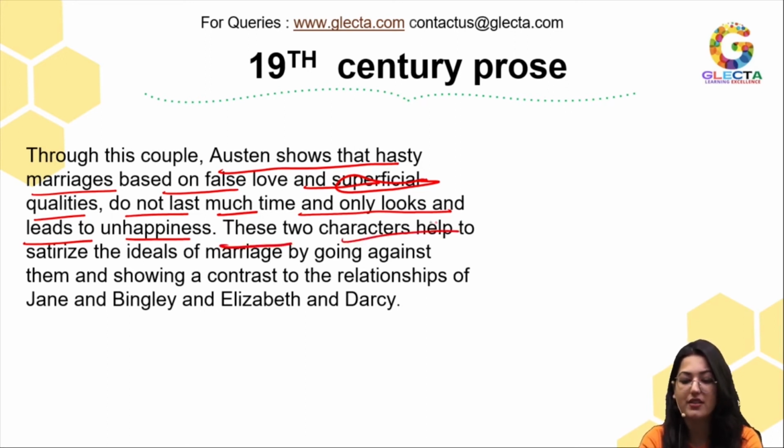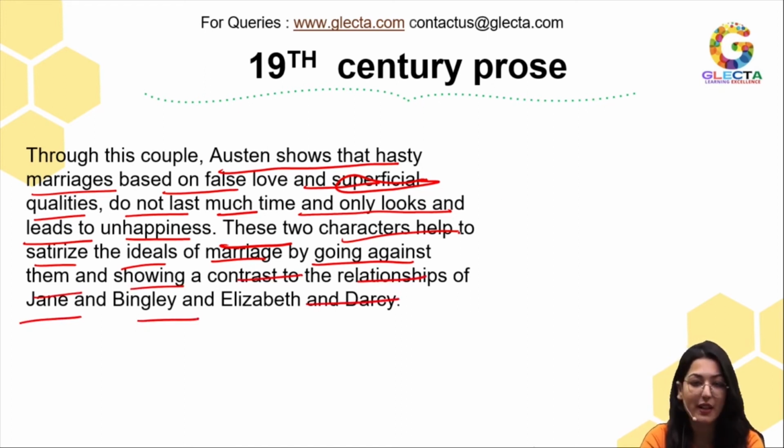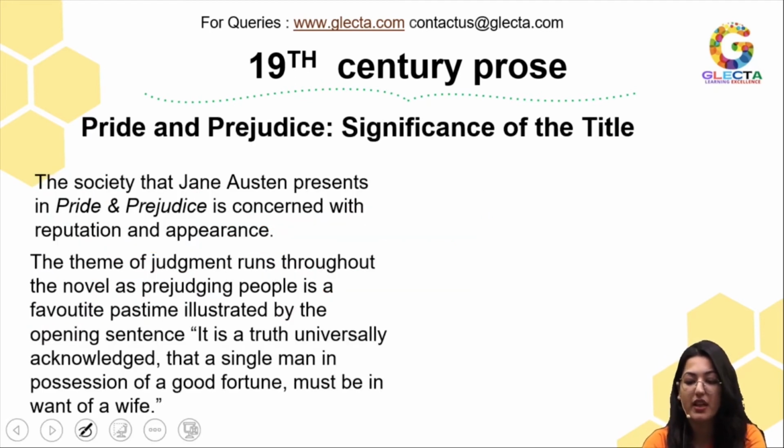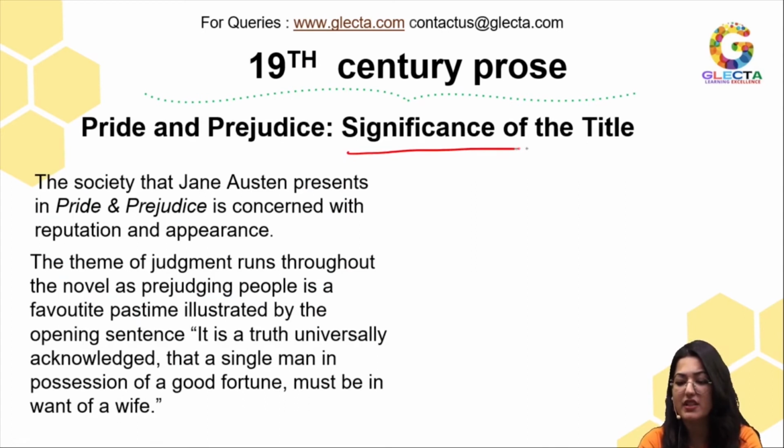These two characters help to satirize the ideals of marriage by going against them and showing the contrast with the relationships of Jane and Bingley and Elizabeth and Darcy. So there are two couples, Jane and Bingley, and Elizabeth and Darcy, who are the reflection of the opposite scenario in the novel. Next is the significance of the title.